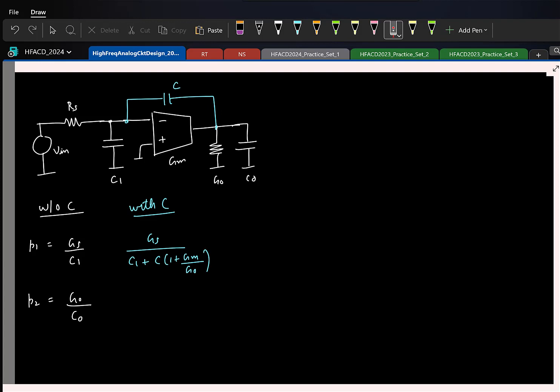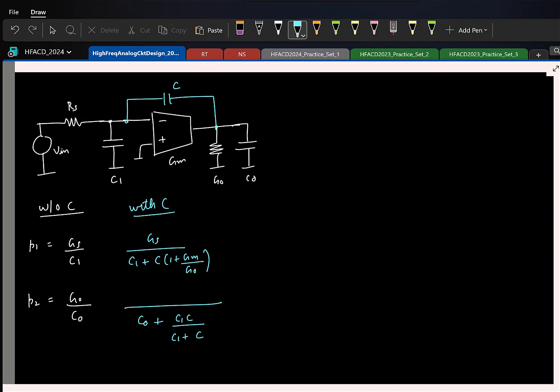And what about the pole here? Again, if you recollect, if I try to write the total capacitance here, I have C0 that comes in parallel with these two guys in series. So first let me write that. So we have C0 plus C1C.